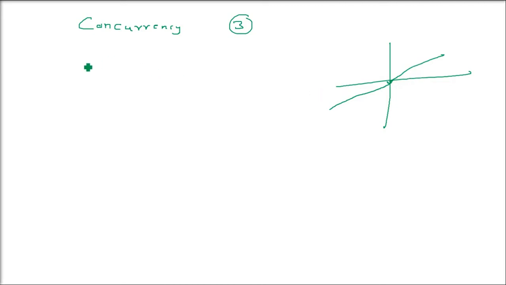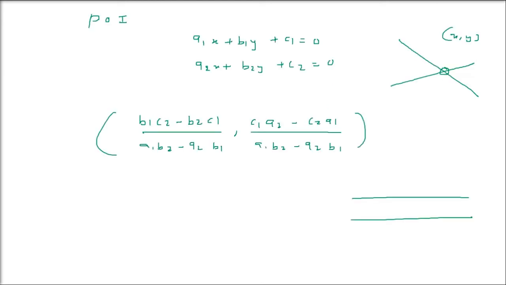We will use the previous result here. We have one equation a1x + b1y + c1 = 0, the second equation a2x + b2y + c2 = 0, and a3x + b3y + c3 = 0. We already have the intersection point of two lines, as we just saw. Now there is a third line, a3x + b3y + c3 = 0, which also holds this point.